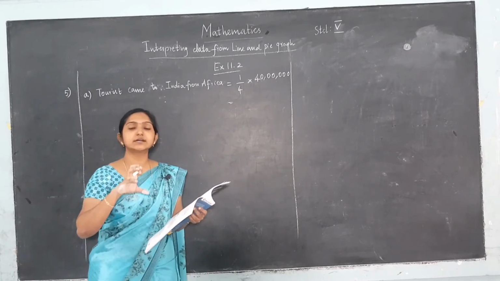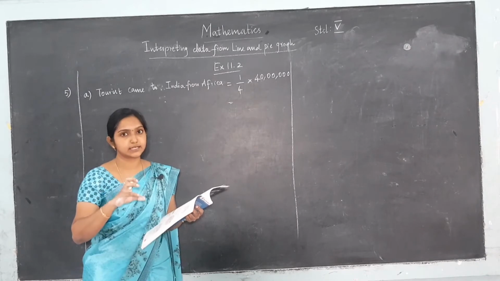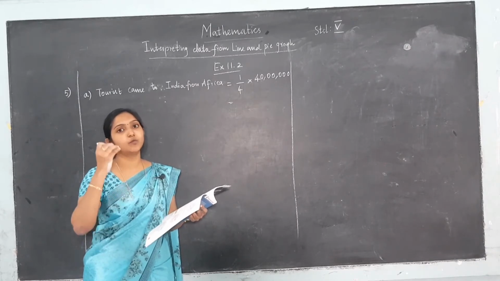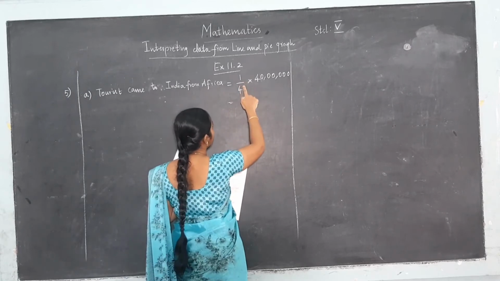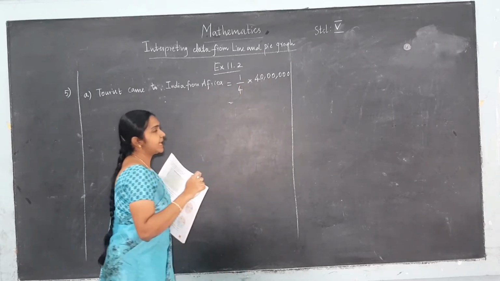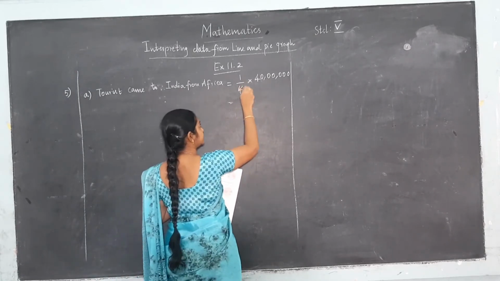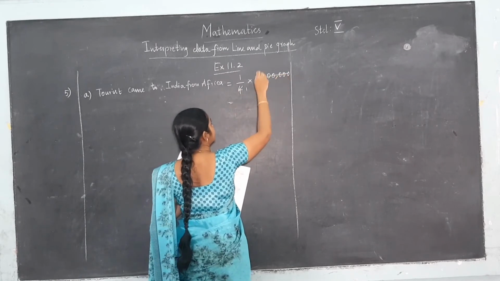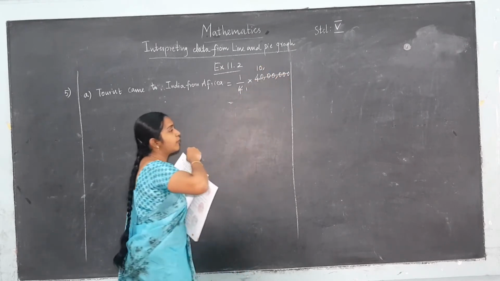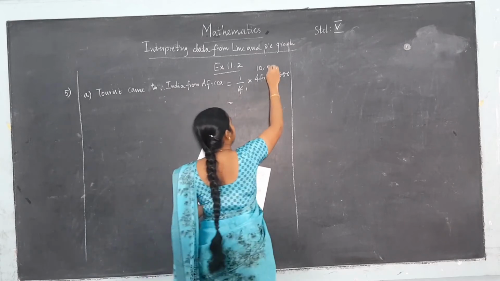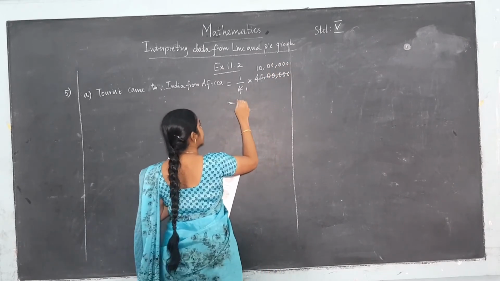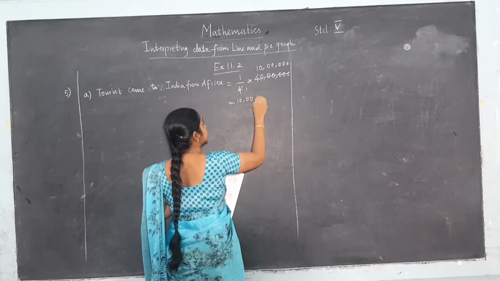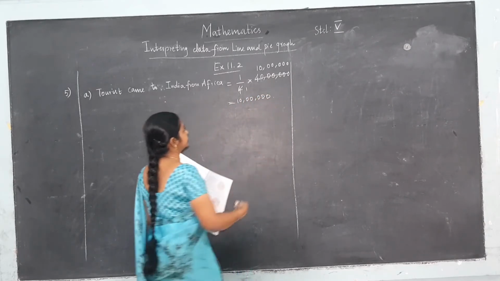The whole circle represents 40 lakhs. So, we have to find 1/4 of 40 lakhs. So, multiply 1/4 with 40 lakhs. Now, cancel. 1 4 is 4, 10 4s are 40. And next, write the remaining zeros as it is. So, it is 10 lakhs. So, the answer is 10 lakhs.